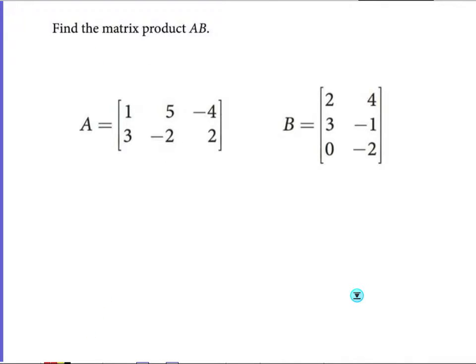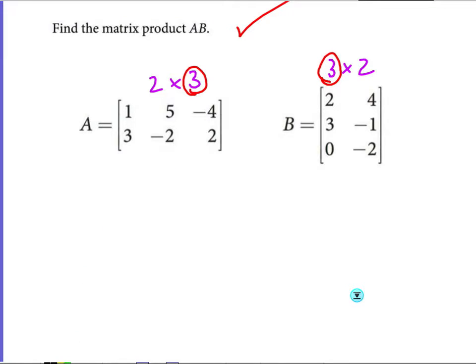First of all, can I multiply these matrices together? So the first thing I want to do is write out the dimensions. Here I have a 2 by 3 matrix, and here I have a 3 row by 2 matrix. Can I multiply these matrices together? Well, does the number of columns of the first matrix equal the number of rows of the second matrix? Yes. I can multiply these together.